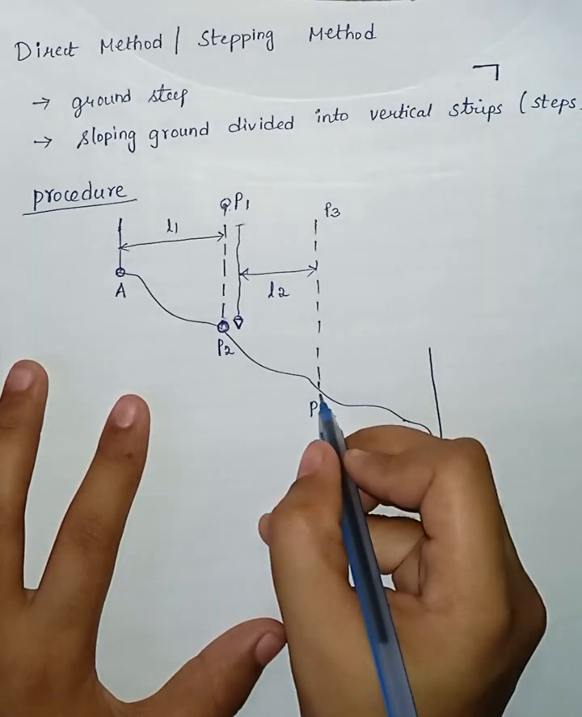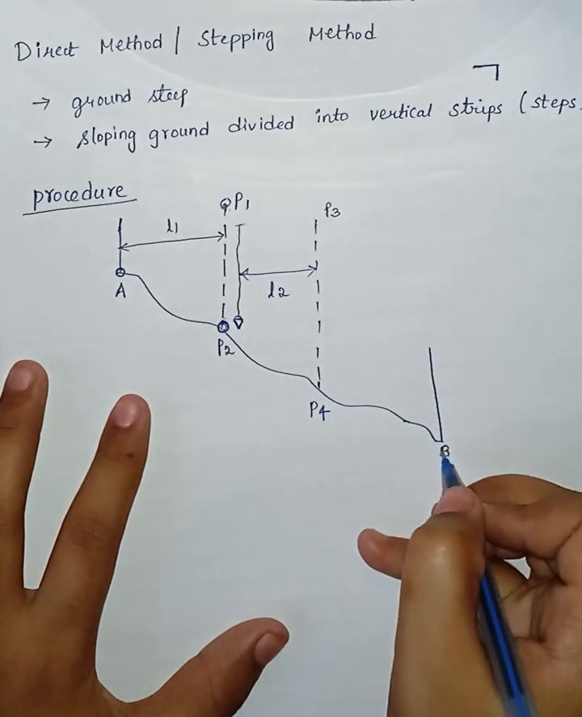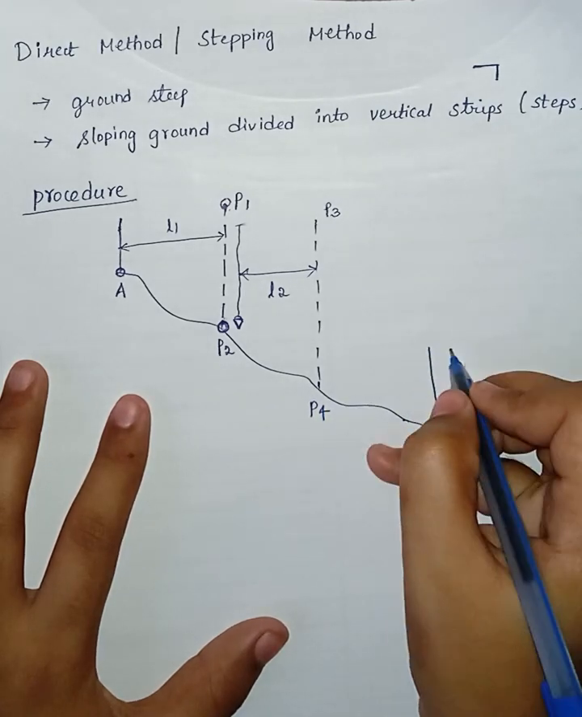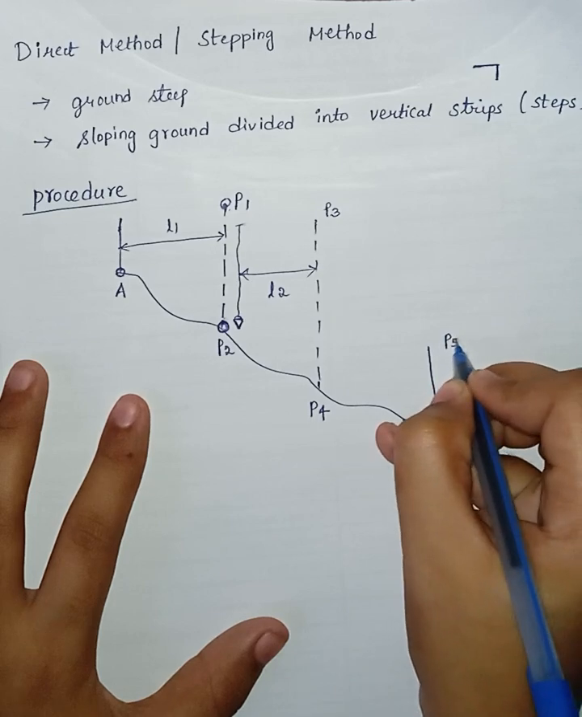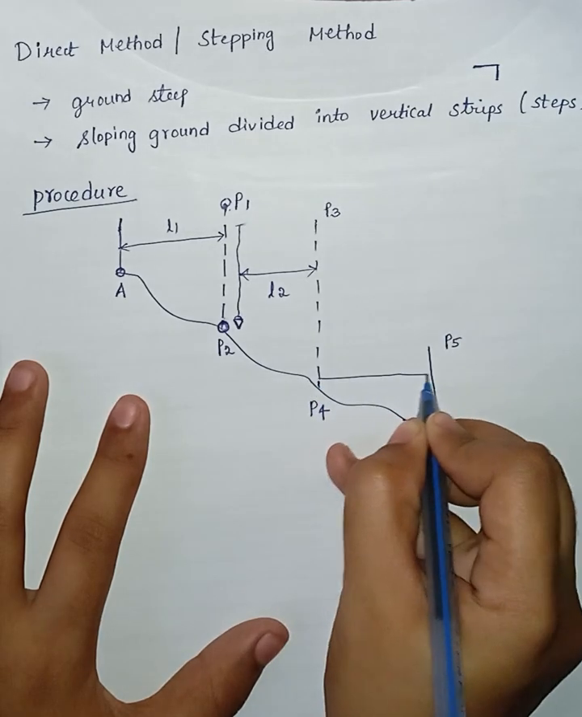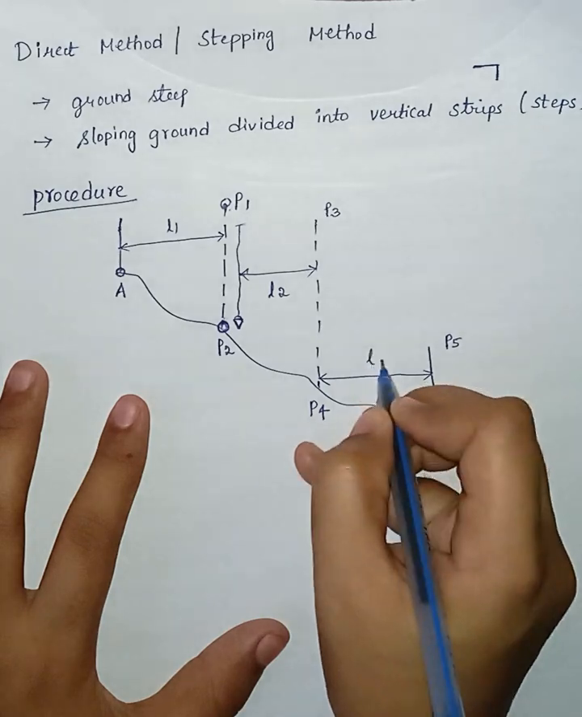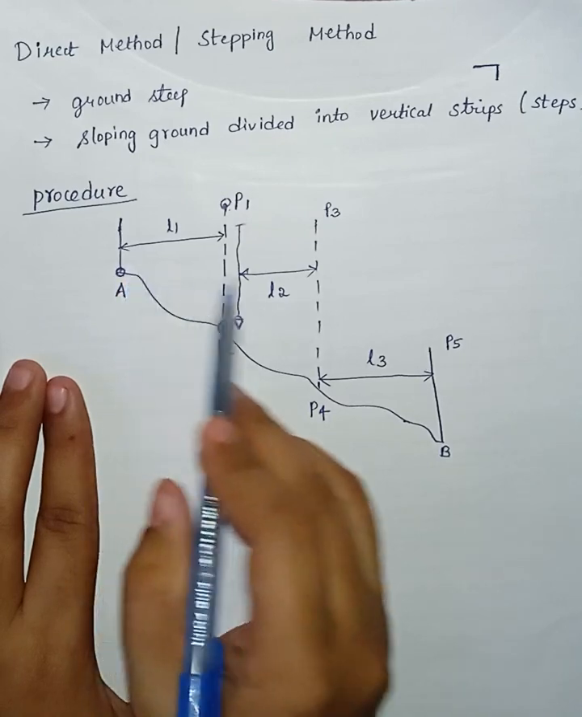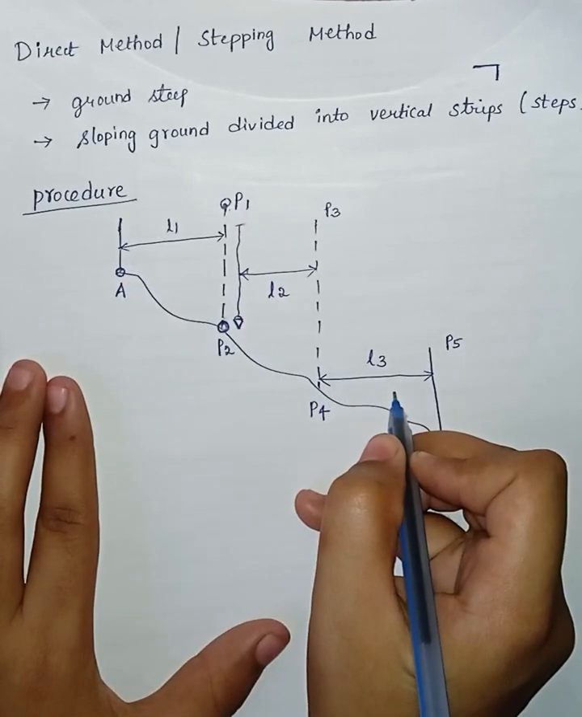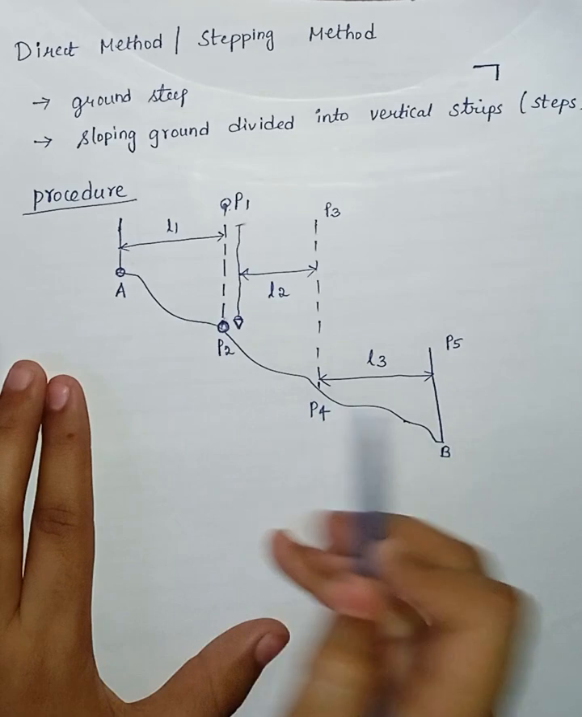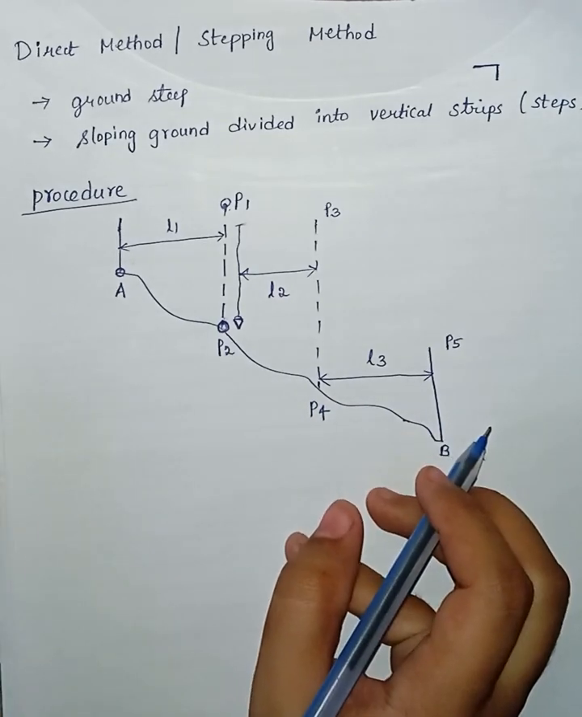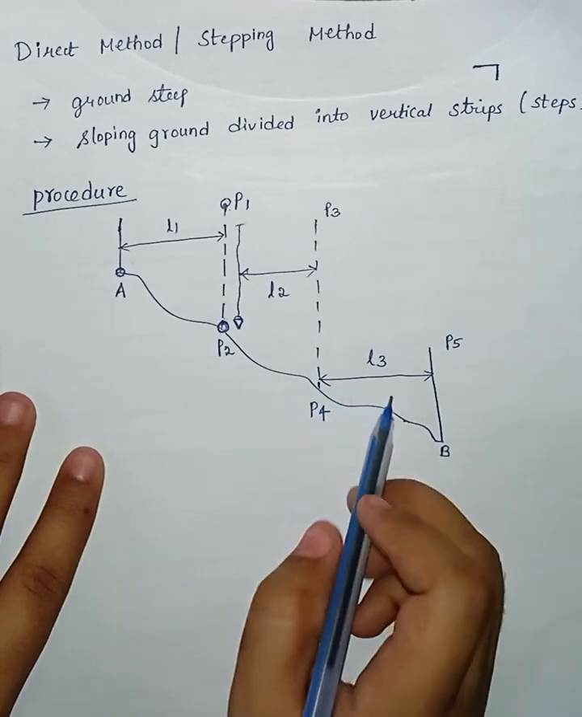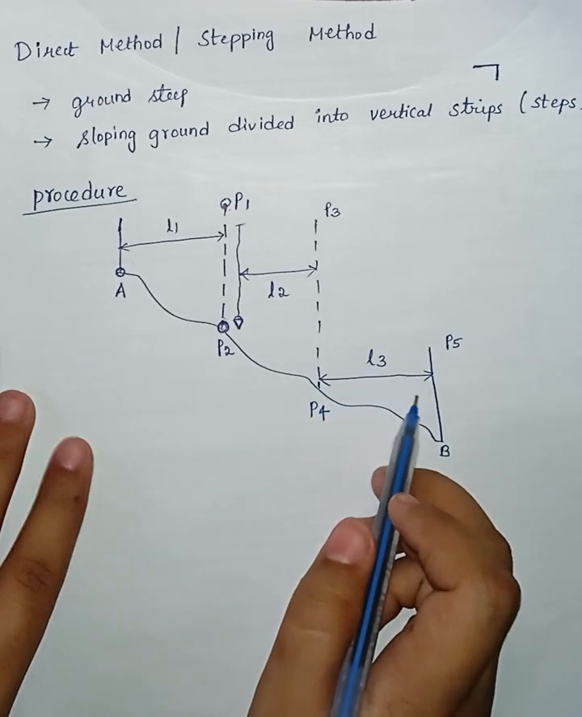This will be point P4. Here there is already a ranging rod, so the point will be taken as P5. Again this horizontal distance can be measured as length L3. By using this procedure, lengths L1, L2, L3 can be measured on the sloping ground surface, and we note down the length L3.